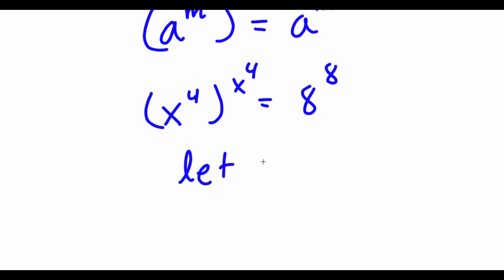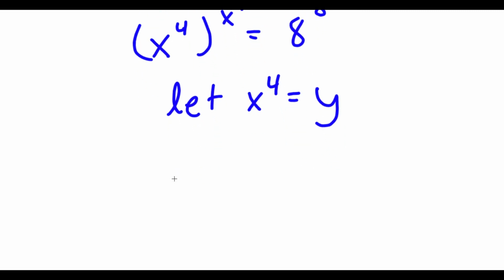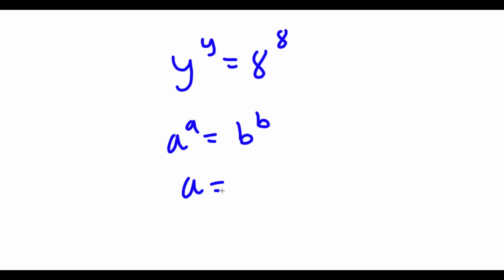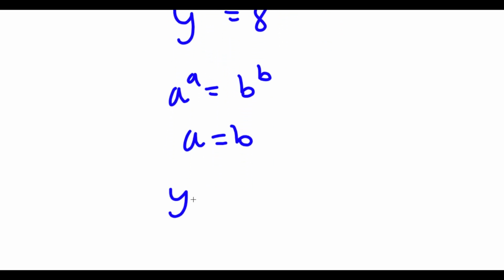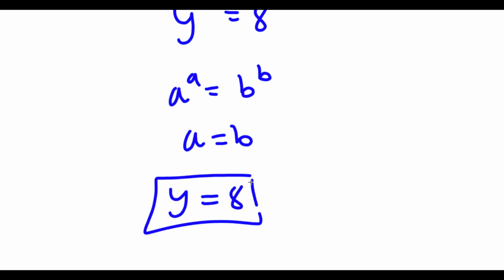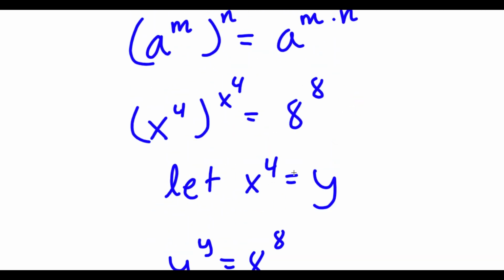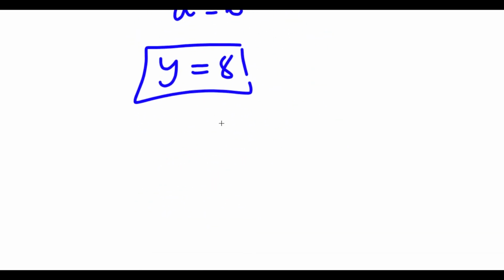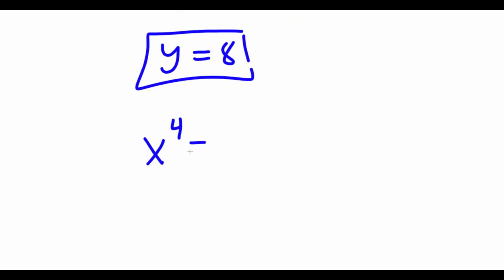Now I'm going to let x to the power of 4 equal to the variable y. So now I have y to the power of y is equal to a to the power of 8. And if I have something in the form a to the power of a is equal to b to the power of b, this means that a is equal to b, meaning y is equal to 8. Now remember how we let x to the power of 4 equals y. So if x to the power of 4 equals y and y equals 8, then this means that x to the power of 4 is equal to 8.